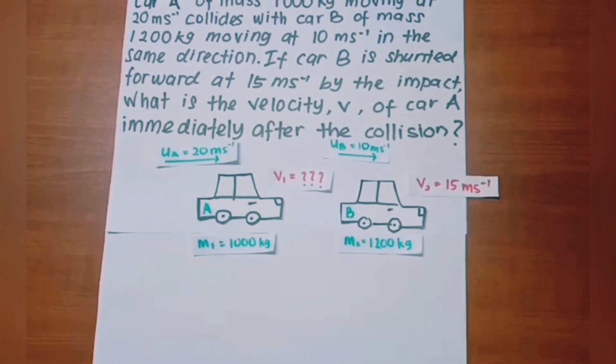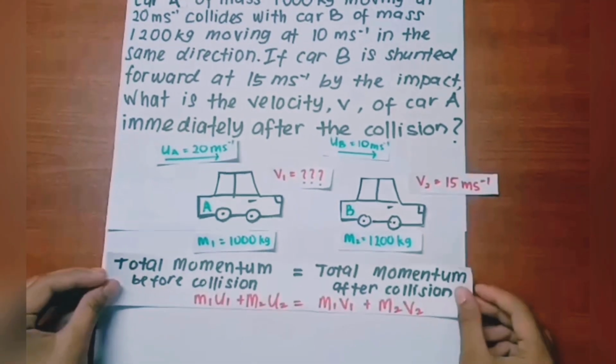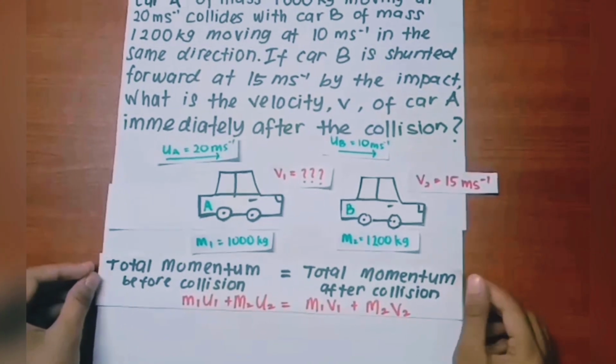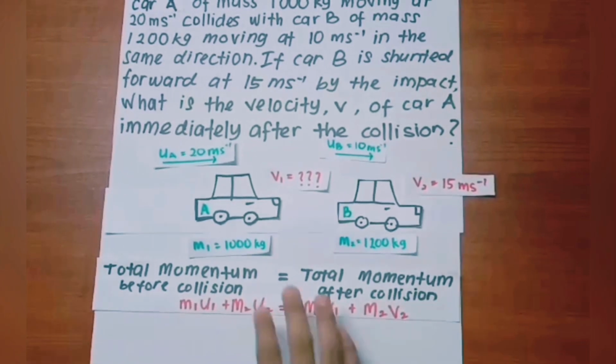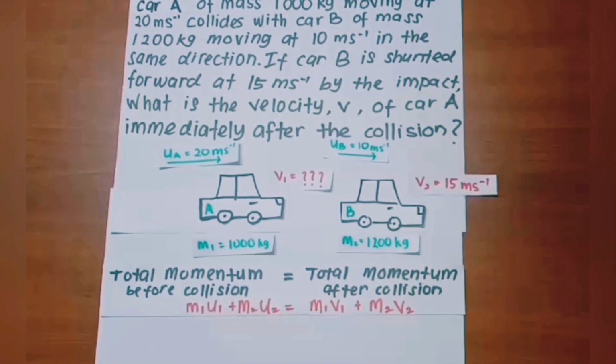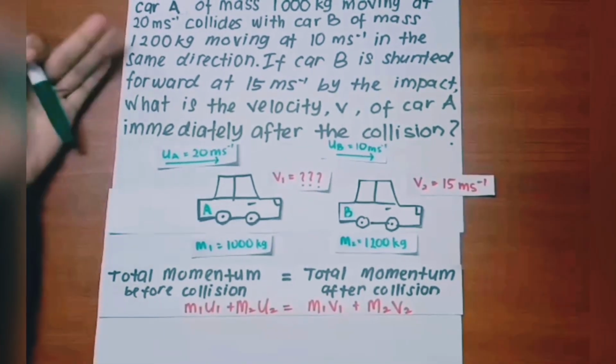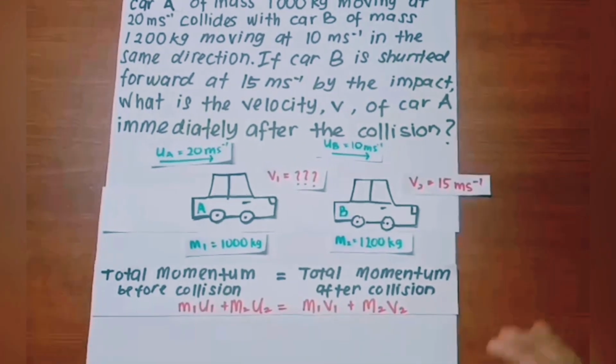For this question, we use this equation, which is total momentum before collision is equal to the total momentum after collision. Then you can just apply the information that you get from the question into this equation, like this.